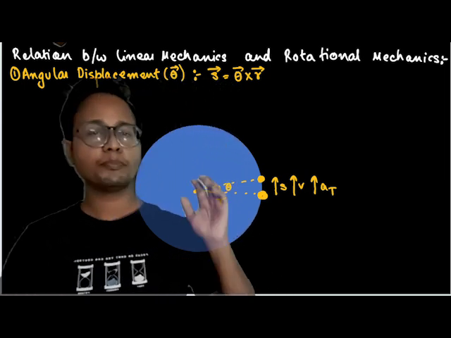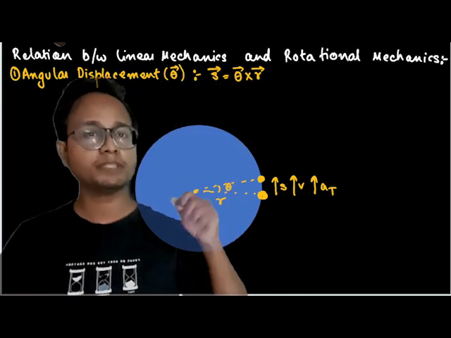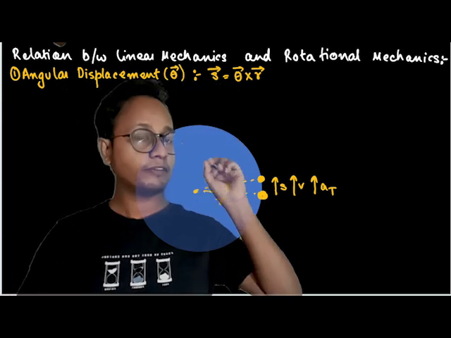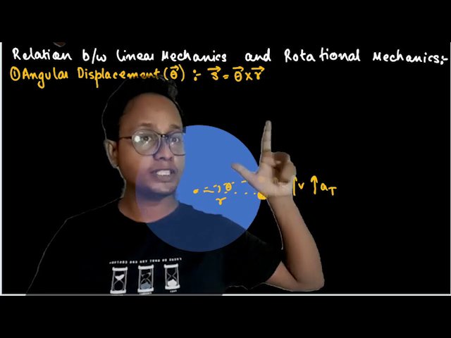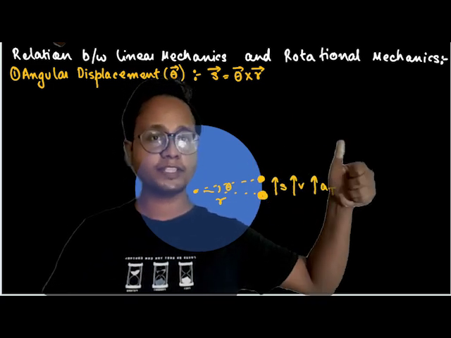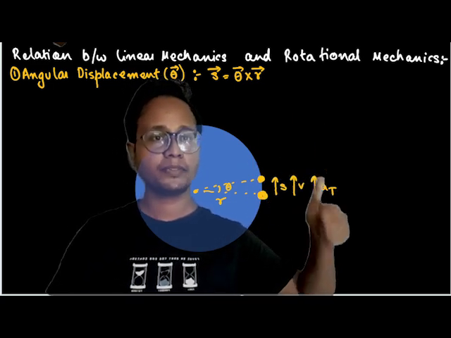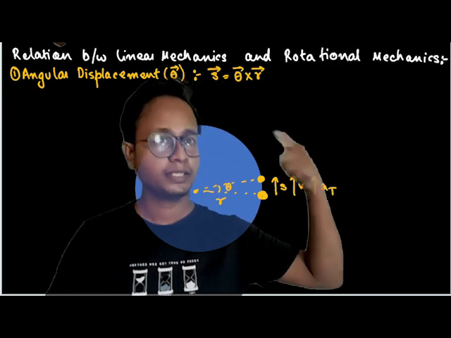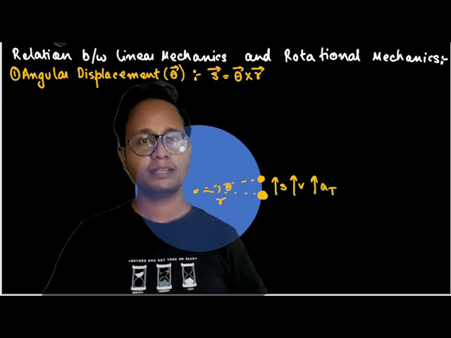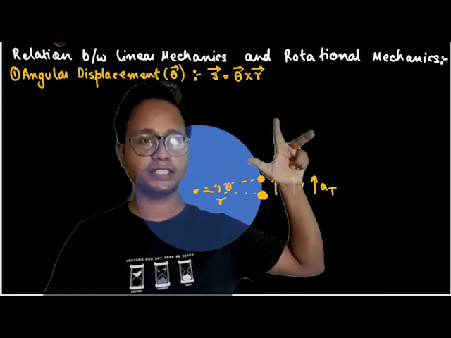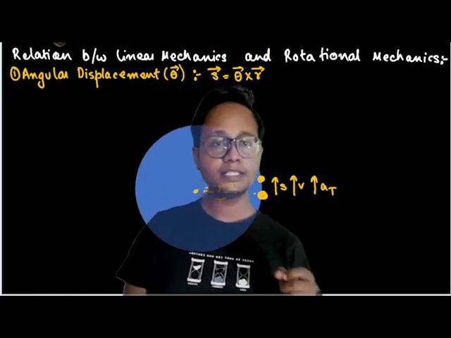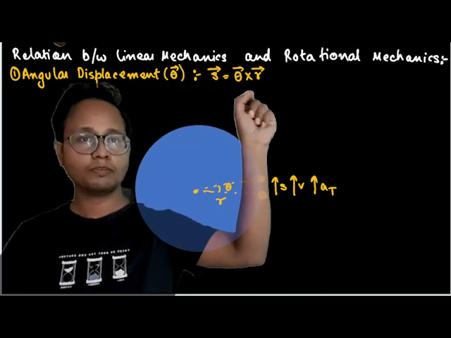Now suppose I'm trying to find the relation between displacement and r. The first thing I said to you is, always use your right hand. This is the first vector, second vector, resultant vector. Now let's see how I derive this formula.